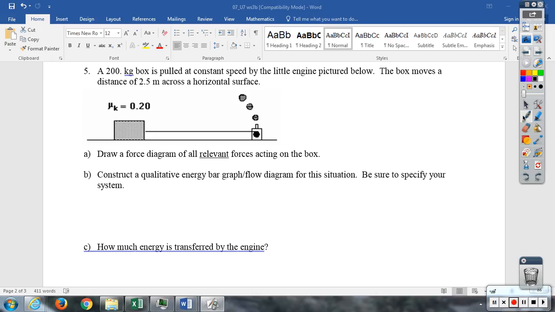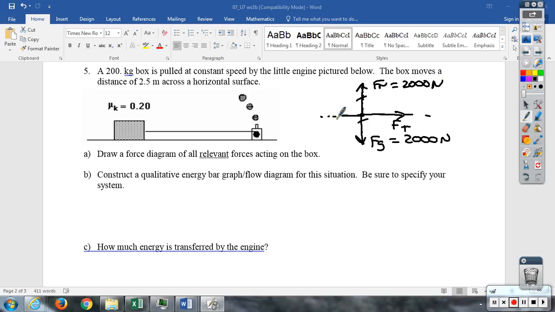So first we're going to draw a free body diagram. We're going to quantify it. So we have FG. If it's a 200 kilogram box, it's 2,000 newtons. FN, 2,000 newtons. And we have a force that's pulling it to the right. I'll call that tension. And we have a force of friction to the left. And because it's constant velocity, these two forces balance.